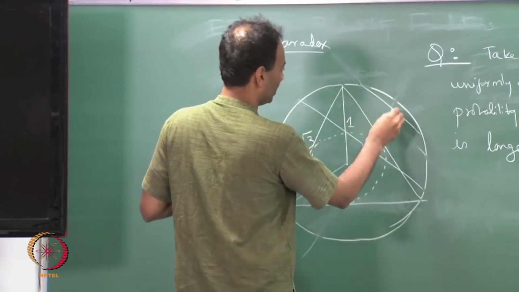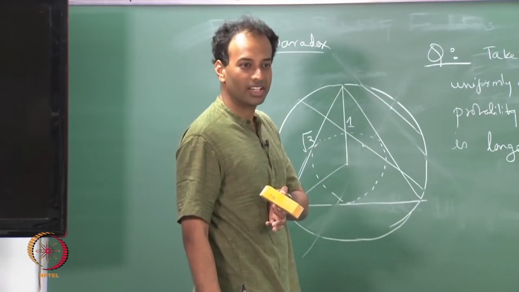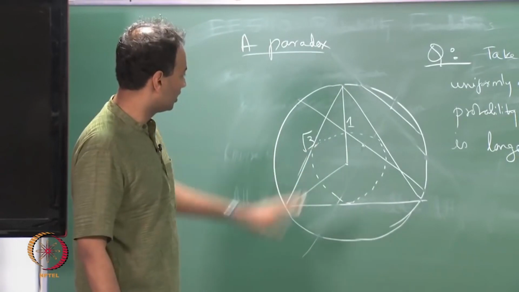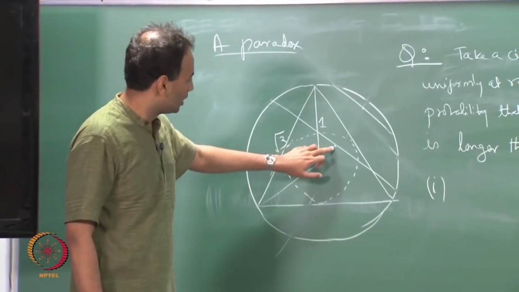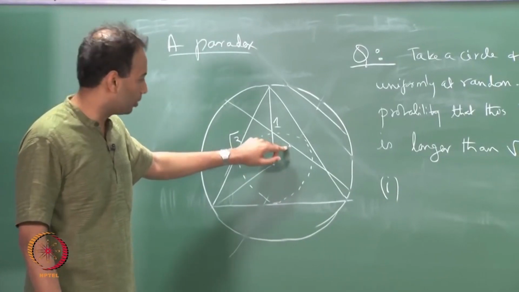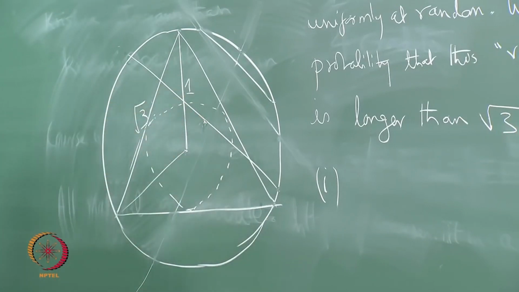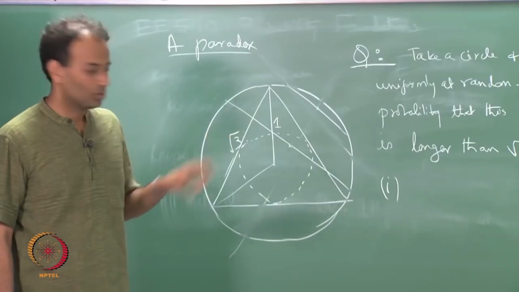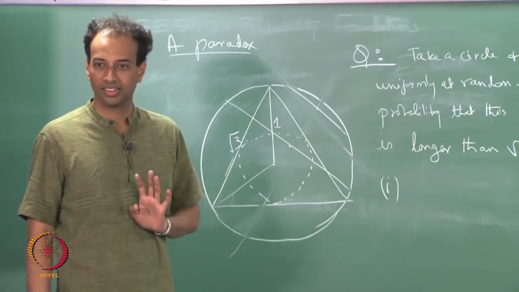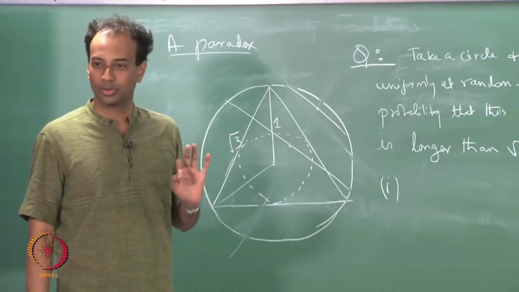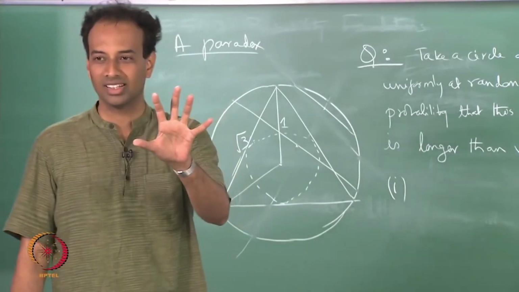Whereas, if it is a chord like that and the midpoint is outside the incircle, it will be shorter than square root of 3, correct. So, this is the first possible construction. In this case, the probability that your random chord is longer than square root of 3 is simply the probability that the center of the chord falls inside this little circle, the incircle. So the question you are really looking at is, where is the center of the chord? If it is inside the incircle, the chord is longer than square root of 3; if it is outside, it is shorter.